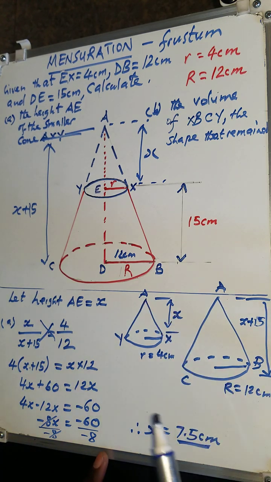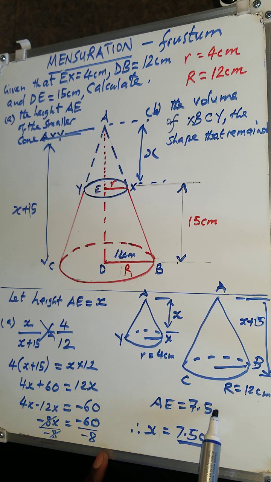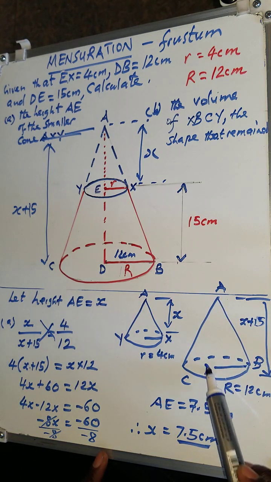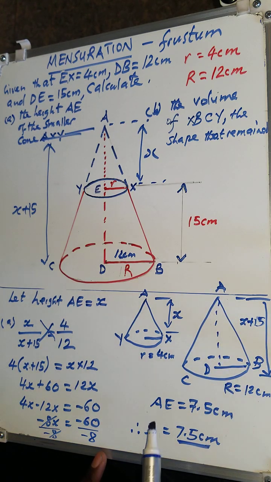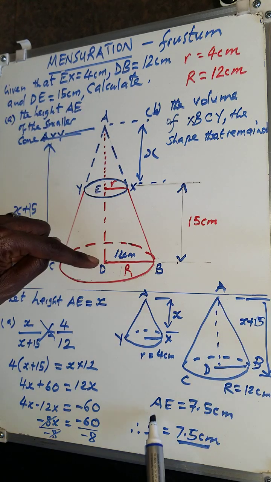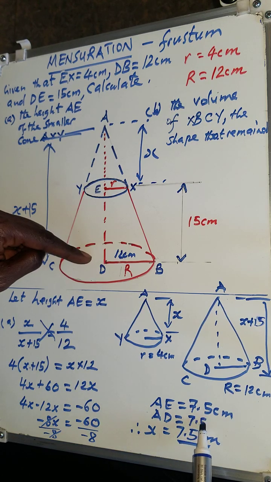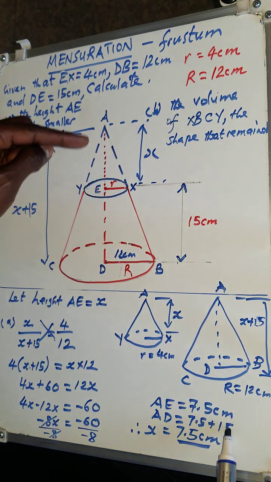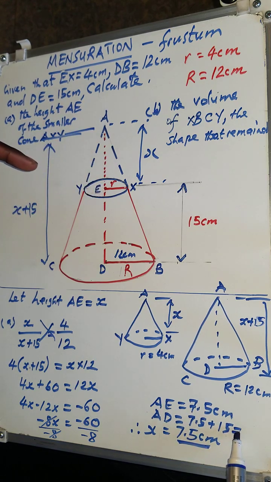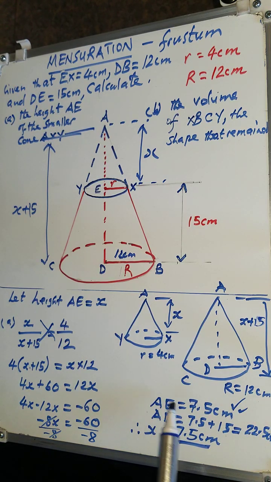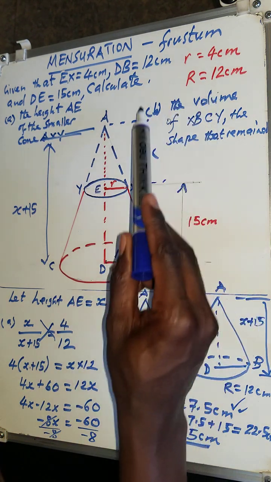So meaning the distance AE is equal to 7.5 centimeters. It simply means that I can also find the total height of the larger cone, which is from A to D. So from A to D, it will be a combination of 7.5 plus that 15. Remember, AE is 7.5 plus 15, and that is going to give us 22.5 centimeters. But what they wanted in the first place was simply for you to find the height AE, which I've actually calculated.